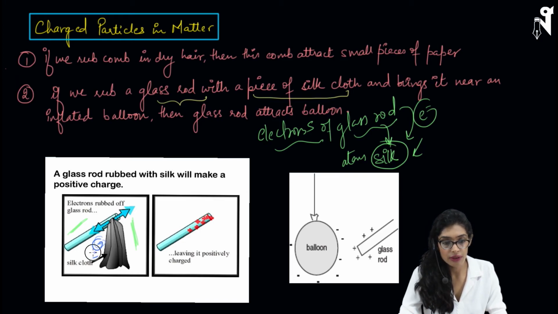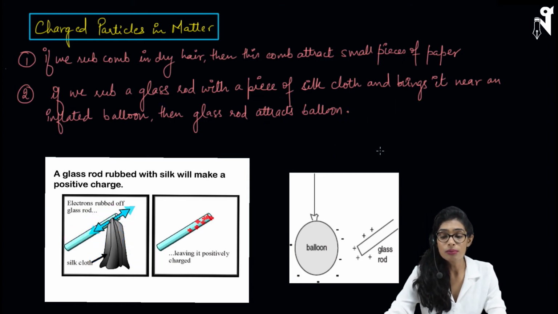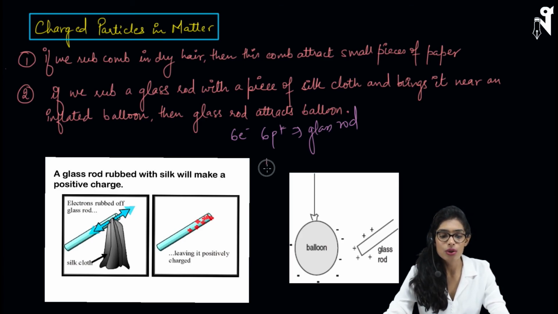It would have generated a negative charge on itself by gaining extra electrons from the glass rod, whereas the glass rod would have generated the positive charge on itself because of the rubbing done by silk cloth. So now what we can say, earlier assume there were 6 electrons and 6 protons on the glass rod. Again, this is a very random number, so do not consider it. And assume 10 electrons and 10 protons on the silk cloth.